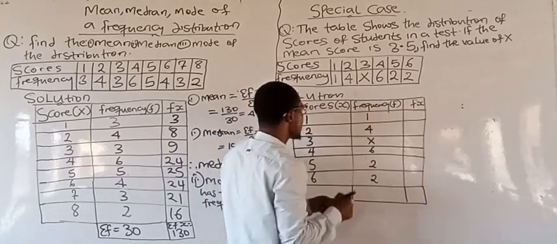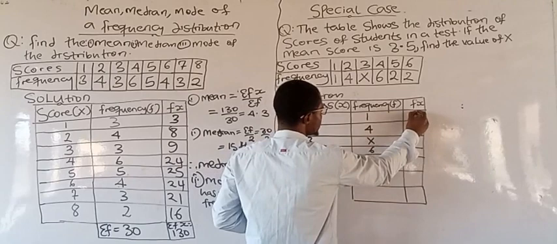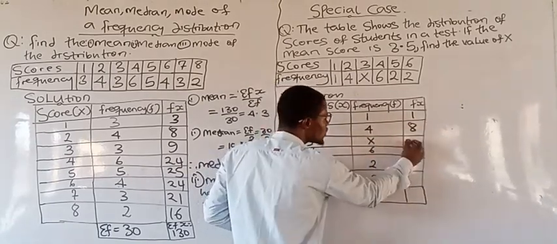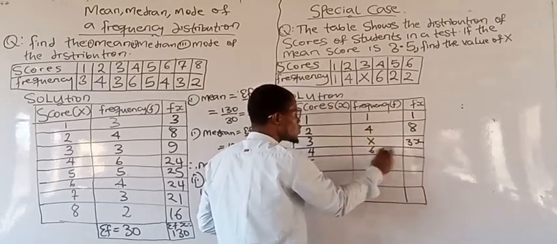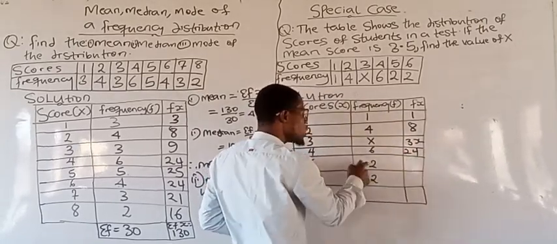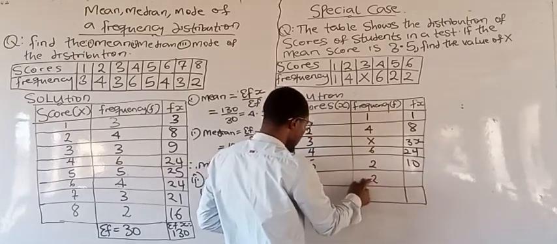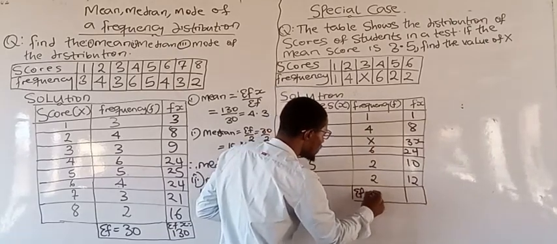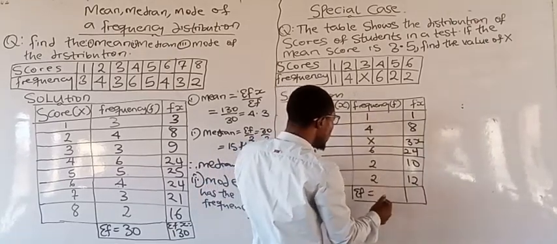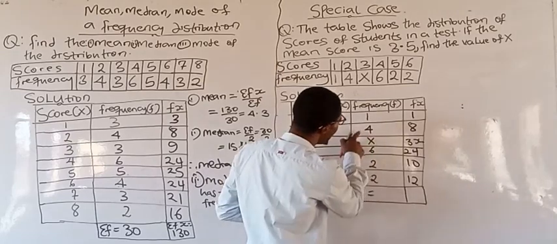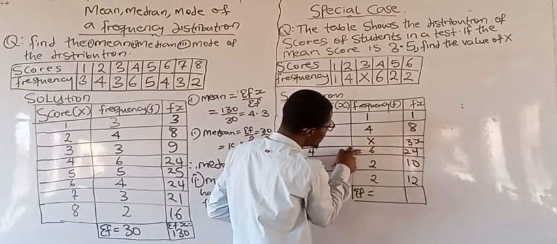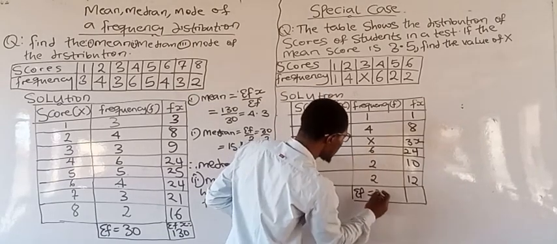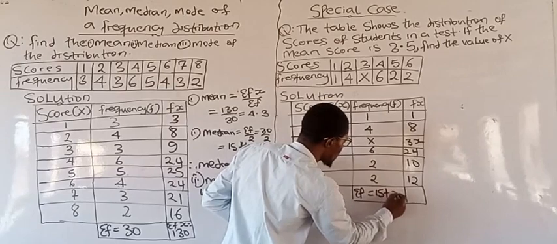So let's get our fx here. 1 multiplied by 1 will give us 1. 2 multiplied by 4 will give us 8. 3 multiplied by x will give us 3x. 4 multiplied by 6, that's 24. 5 multiplied by 2, that will give us 10. Then 6 multiplied by 2, that will give us 12. So the same approach, we have summation f. If you add all of this data together, 1 plus 4 is 5. 5 plus 6 is 11. 11 plus 4 is 15. That is 15 plus x.